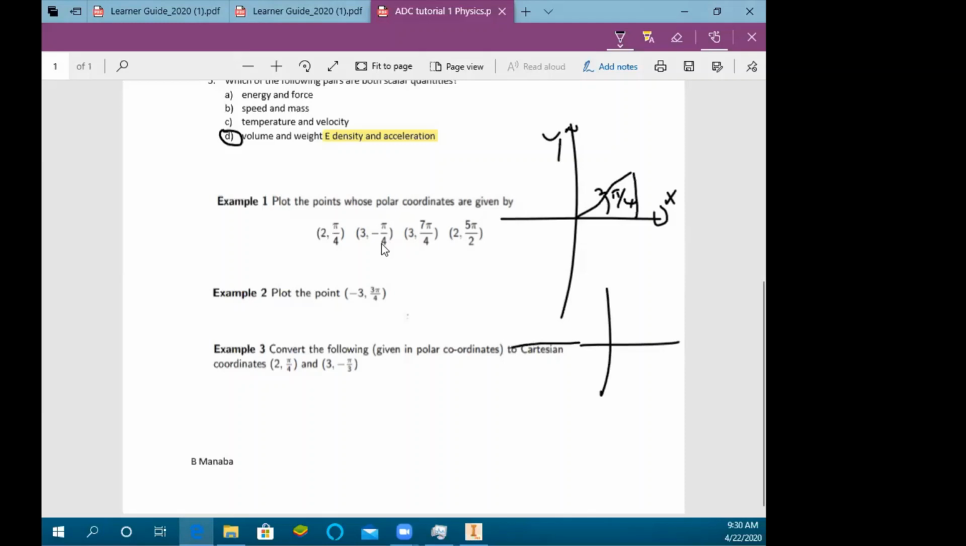We have 3, and the angle is negative pi over 4, which is -45. It is measured clockwise, not anti-clockwise. Again, it's 45 here, and this is 3. So we're done with the second part. Now the third part.